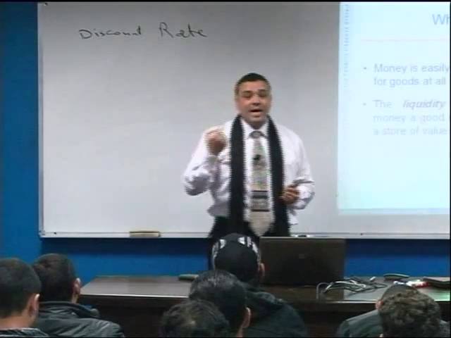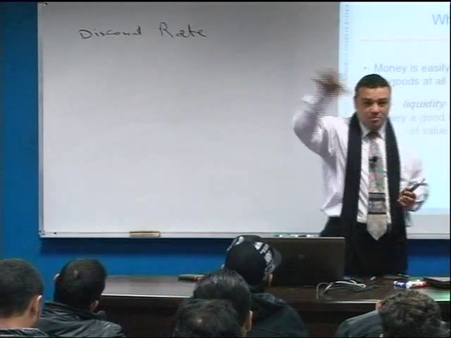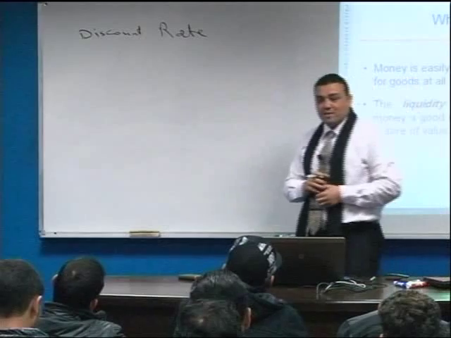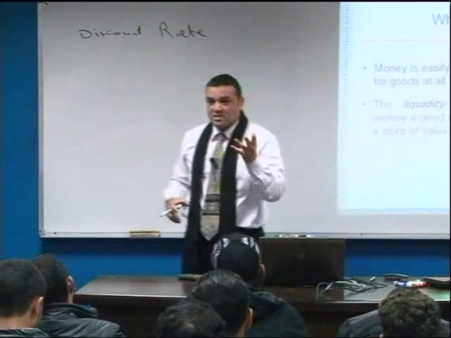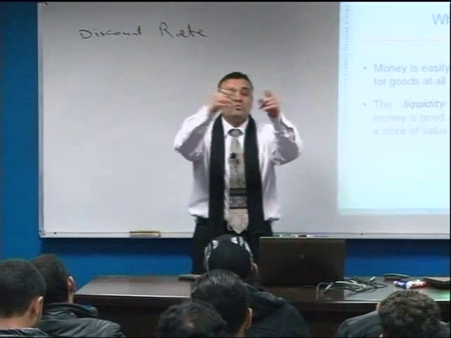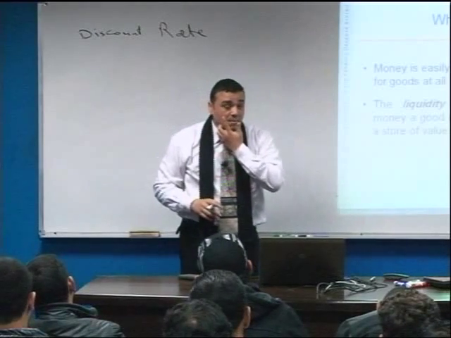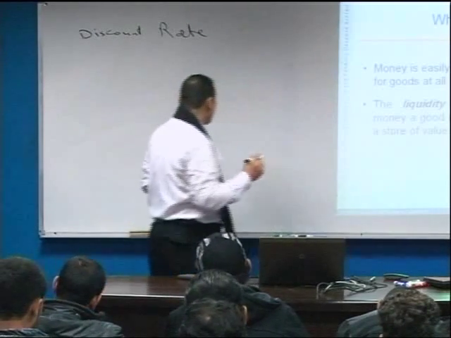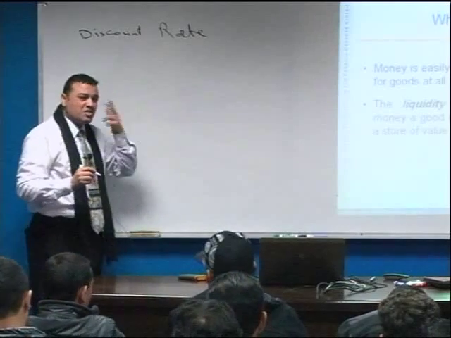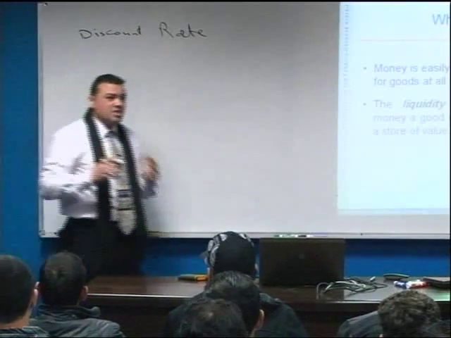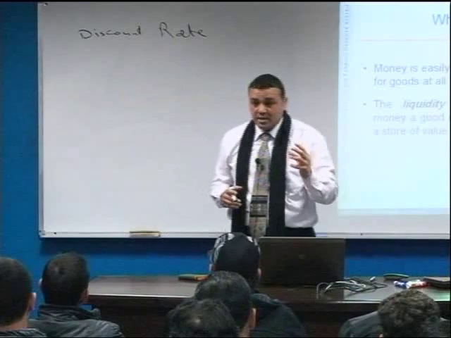So we have what? A discount rate. The cost of borrowing for the commercial banks from the central bank or the Federal Reserve System is called the discount rate. سعر خصم. تمام؟ So my question is, what is the relationship between the discount rate and the money supply?